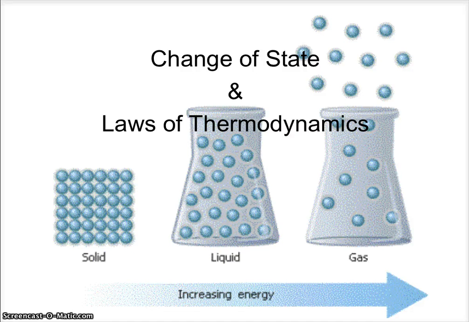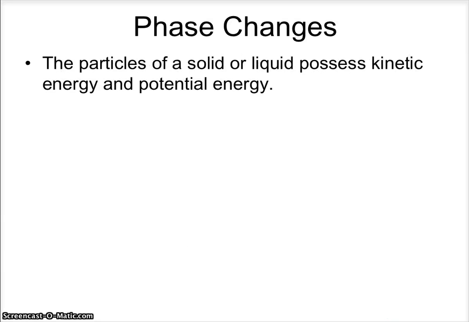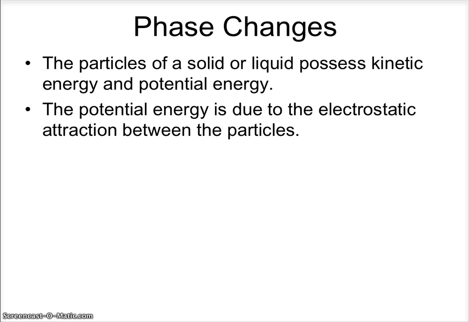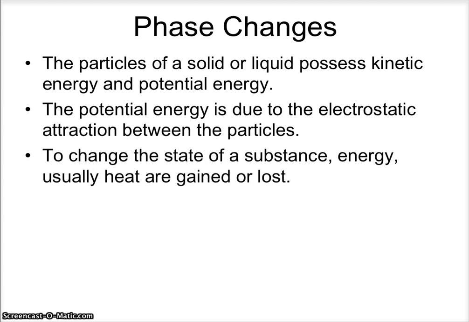Okay, so this is laws of thermodynamics and change of state. So we're going to be going over phase changes for the first part. And basically, phase changes will occur whenever there is a separation in the chemical bonds between the particles of either the solid or liquid. And so what happens is all the energy that's going into the substance will end up being used to separate the chemical bonds between the particles.